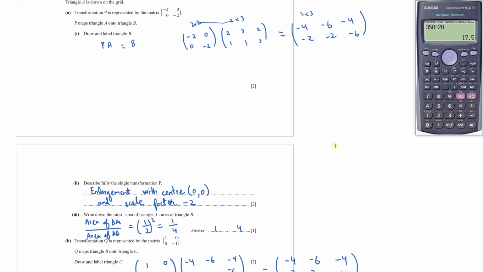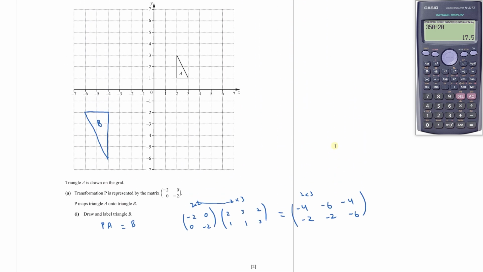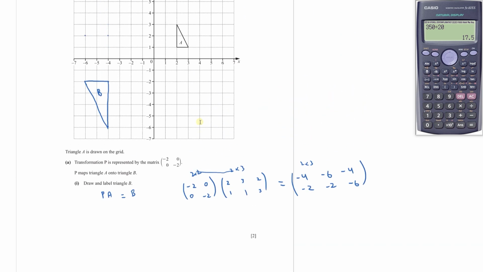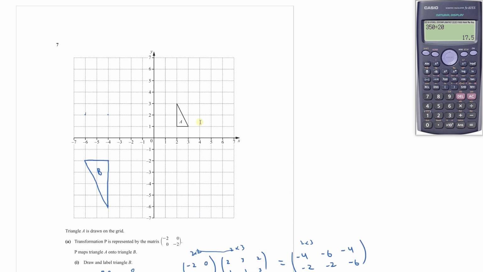So let's plot these. (-4, 2) is this. (-6, 2) is this. And the third one was (-4, 6). So (-4, 6) is this. If you join these with straight lines, you will get your triangle C. So triangle B is mapped onto triangle C.